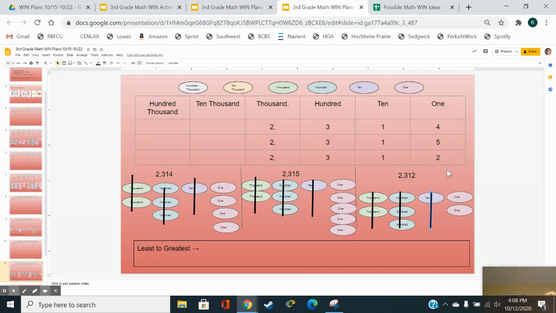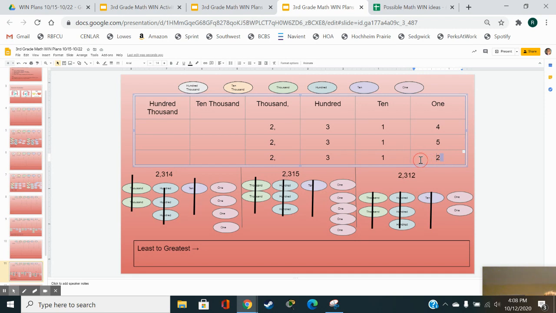So I'm going to come back to my place value chart. Which number has 2 ones? That's right, that's this one right here. It's my very last number. So that is my least, my smallest number. So I'm going to type that first. 2,312 is less than, so then I'm going to look at my next one.